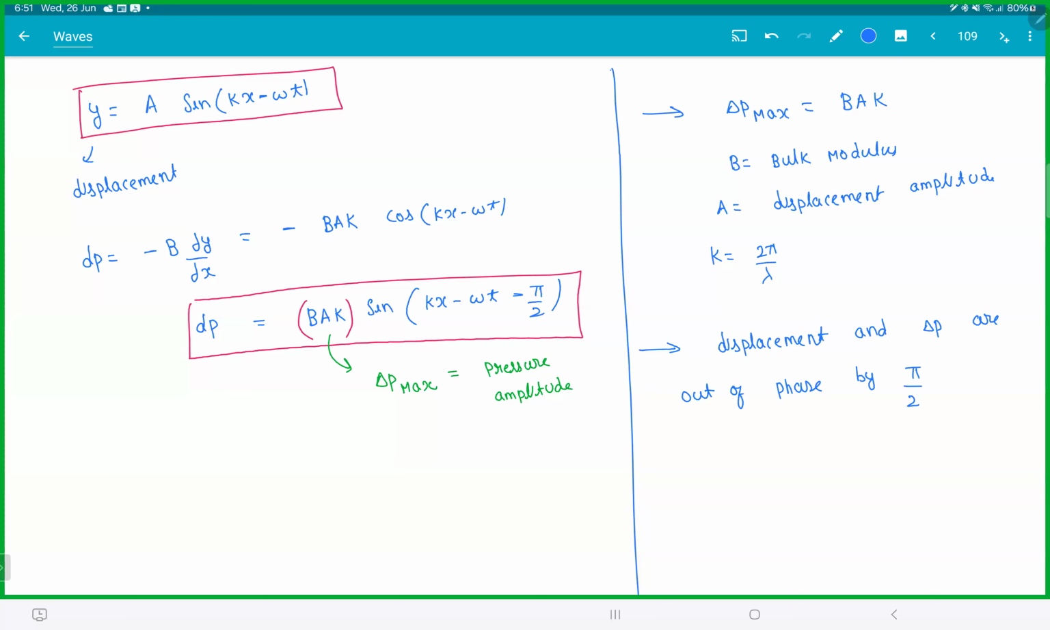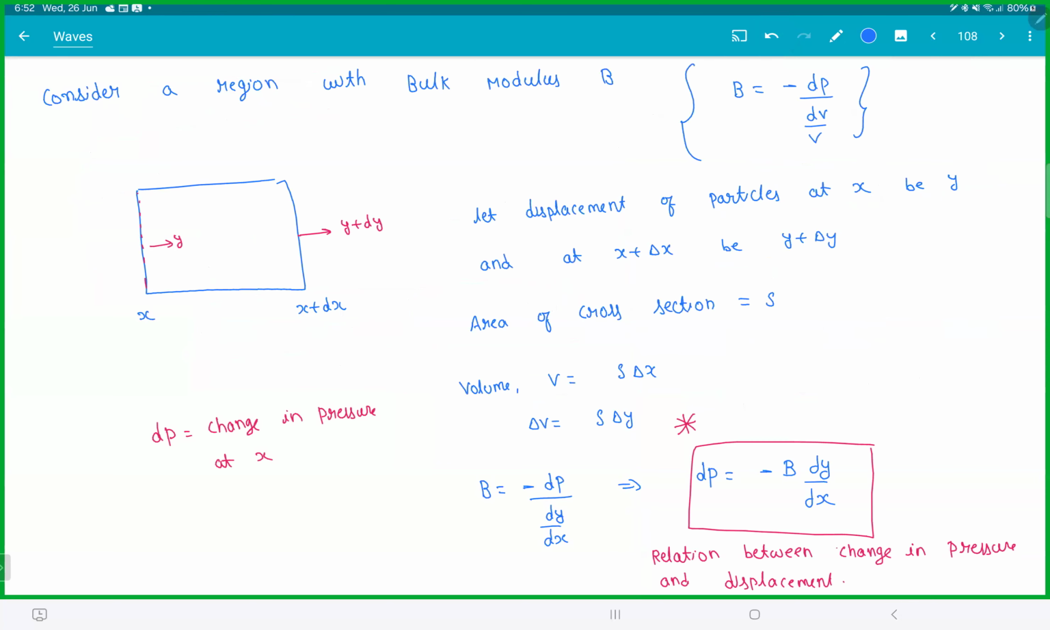So this is a relation, right? If this is your general displacement equation, this is the pressure equation. If you write this in terms of cos, this will be sin(kx minus omega t). So if y changes, the derivative changes. In the exam they can give you this displacement equation and ask you to find the pressure. Clear with this? So this is the proof. Like I said, proof is not important. That equation is more important.